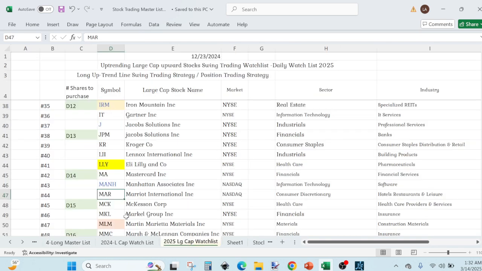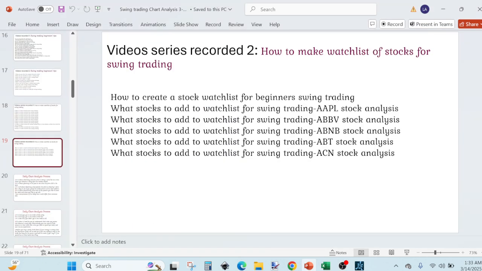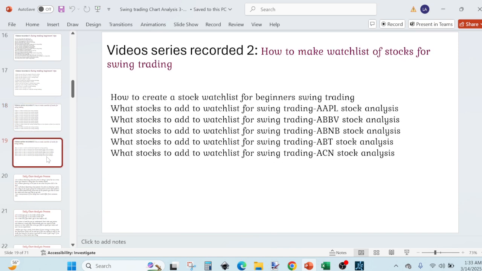That way you have a list that you can analyze on a daily basis within 1 hour, and over time you have curated that list to be good stocks that you are comfortable trading using the strategy you are using, and you just go to that library of stocks to swing trade. You just analyze them on a daily basis, and we have tips on how we select those stocks for the 2025 watch list.